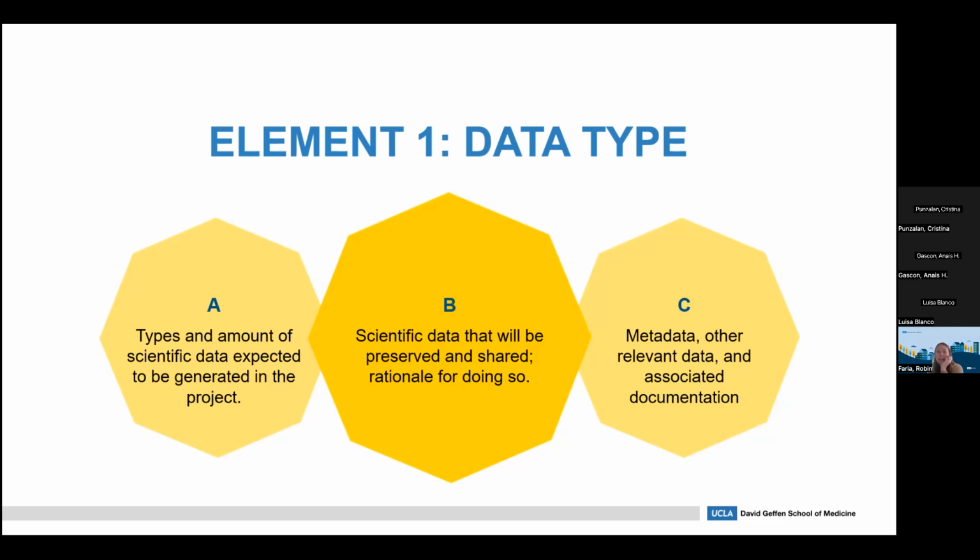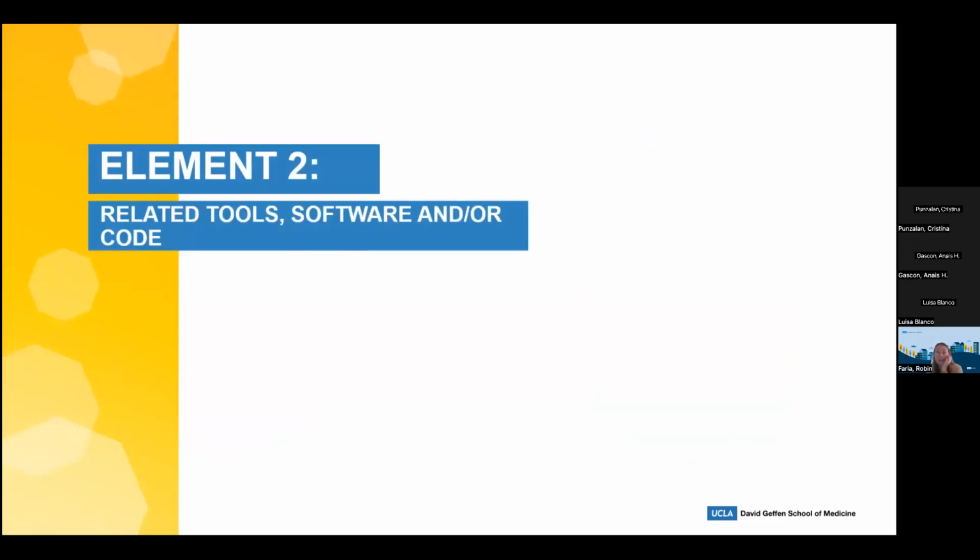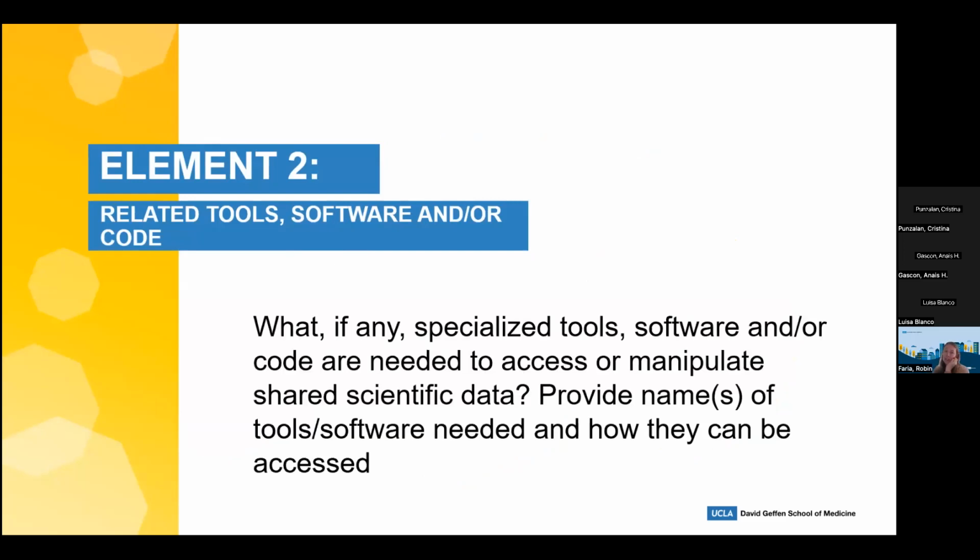So after element 1, element 2 is what's called related tools, software, and/or code. This section's a little bit more simple, but it's basically just, are there going to be any tools that are going to be needed for other people to be able to use your data if you're going to make it shareable? So sometimes you have specially built databases that people need access to, or maybe they need open source software or special codes or algorithms to be able to properly access your data.